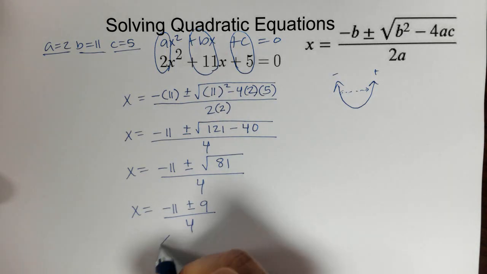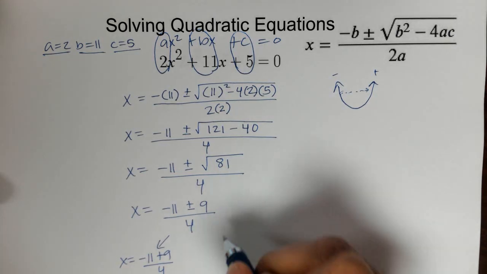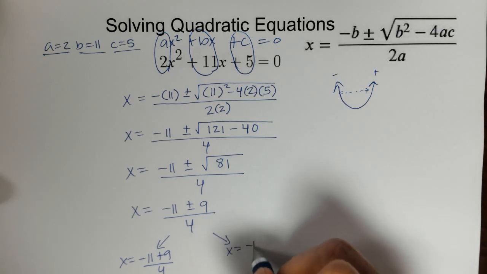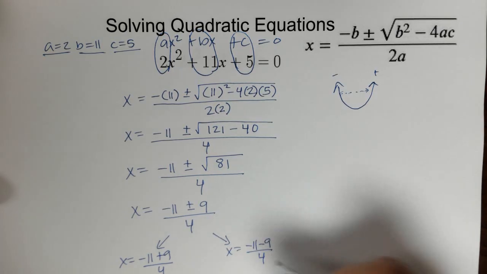So what do I have here? I have x equals negative 11 plus 9 divided by 4, and x equals negative 11 minus 9 divided by 4.